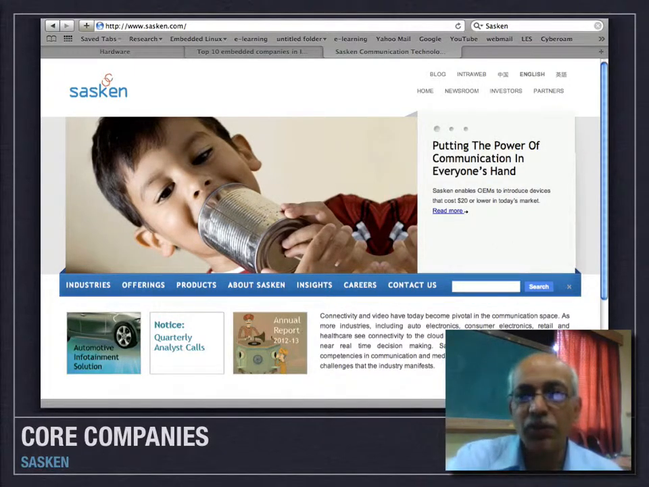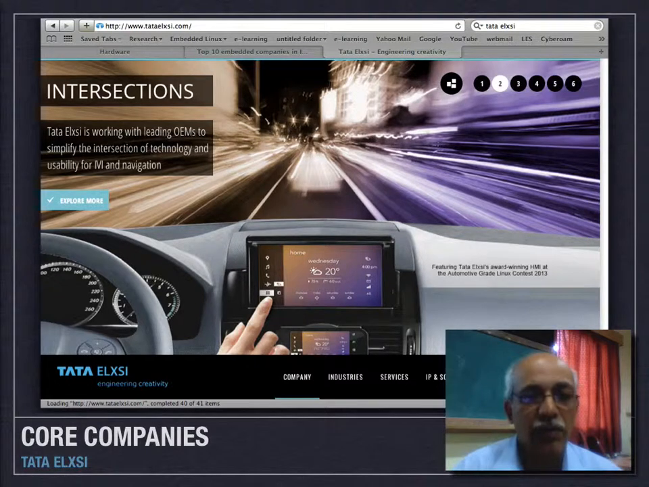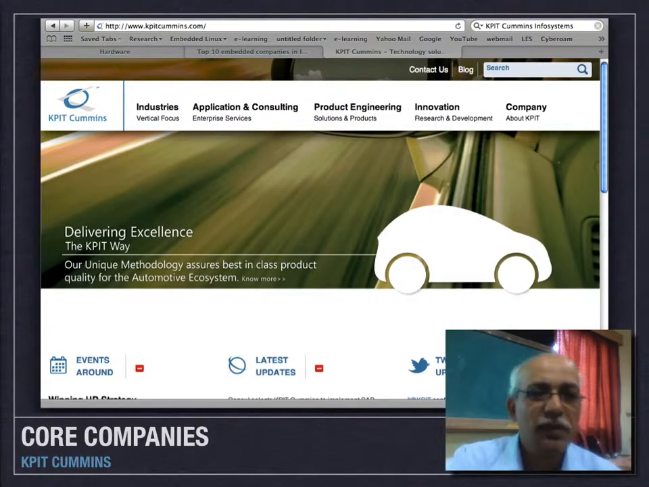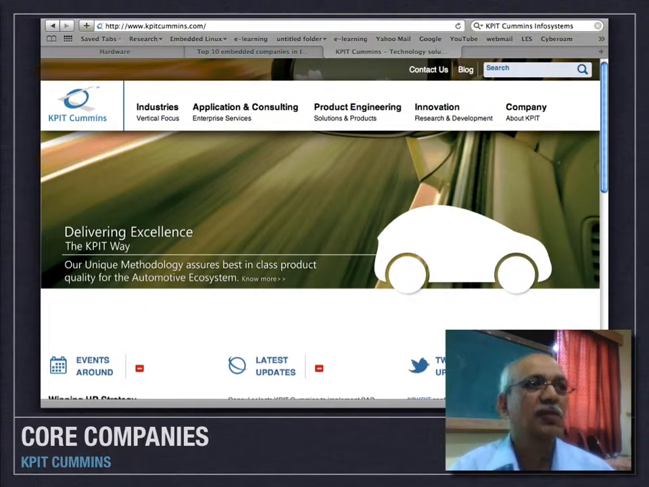These are some of the core companies: Sasken, then Tata Elxsi. They are working in actual core electronic design. Then KPIT Cummins and so on. Lots of other companies are there in embedded systems. In fact, you can prepare a document of the companies who are working on core electronic embedded system designs, right.